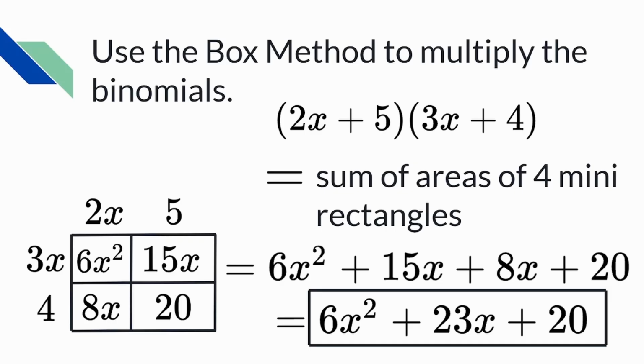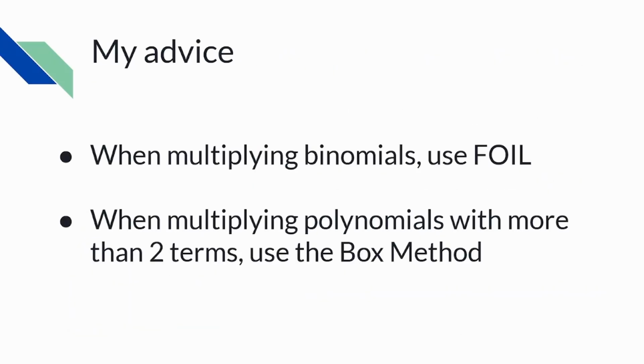Okay, so the box method is great. If you don't like FOIL, I highly recommend using the box method instead. In fact, I want to give you just some advice in general whenever you're multiplying polynomials. All right, when you multiply binomials, use FOIL. It's quick and easy, and it works. But when you're multiplying polynomials with more than 2 terms, use the box method. Okay, the box method is easier to understand.